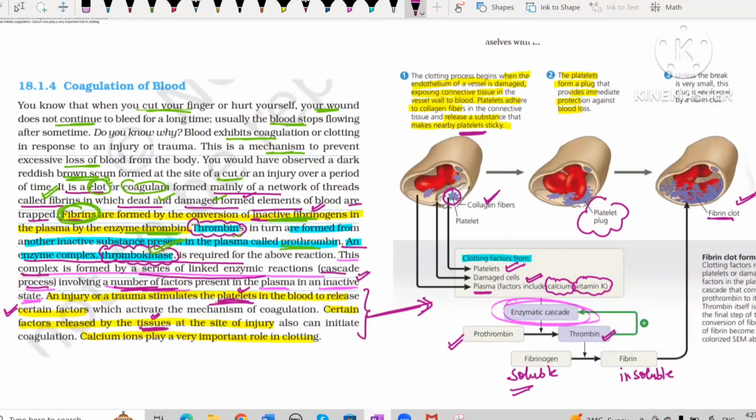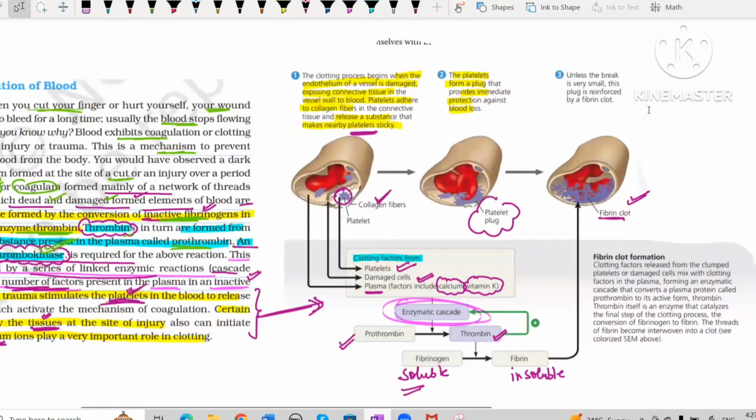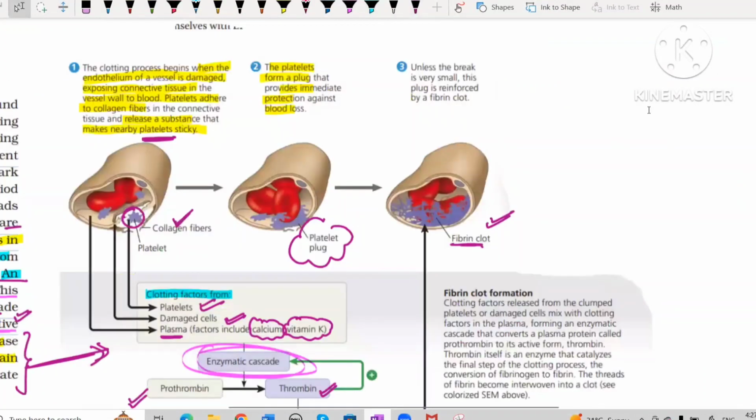So the clotting factors are coming from the damaged cells, from the platelets, and in the plasma, calcium ions. They are the ones playing a role in blood clotting. So I hope this topic might be easy for you now. Please do one thing, I'll just share the screen. Please take this screenshot. It will be helpful for you.